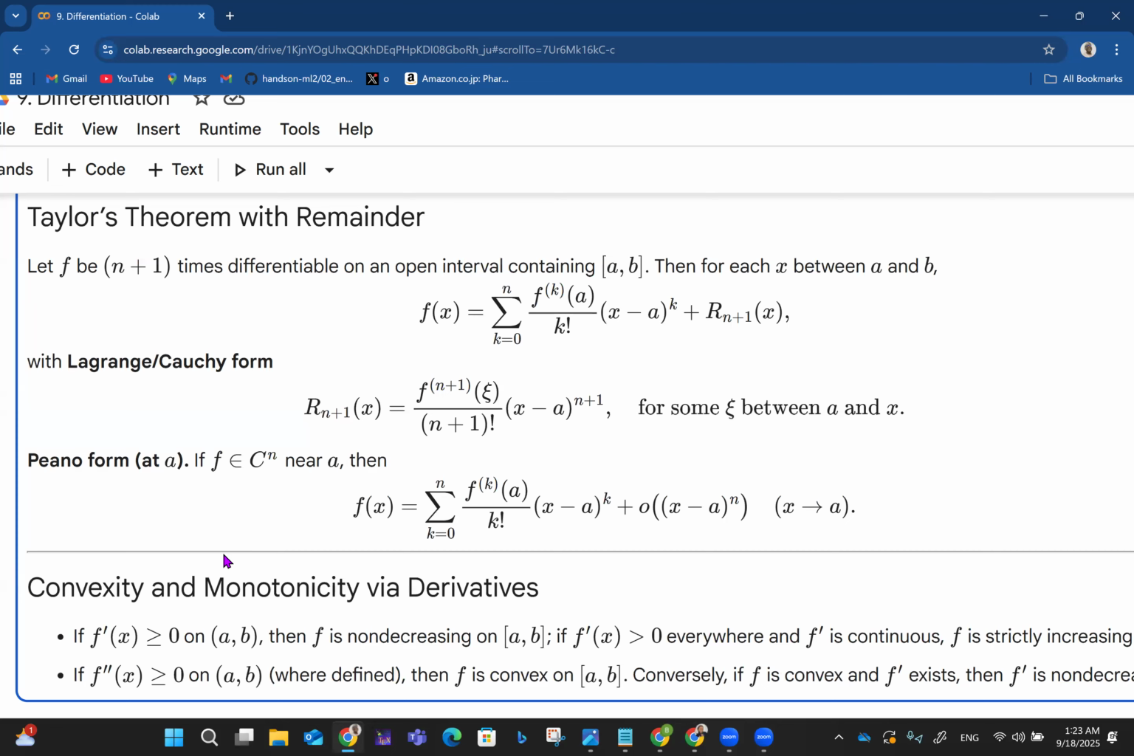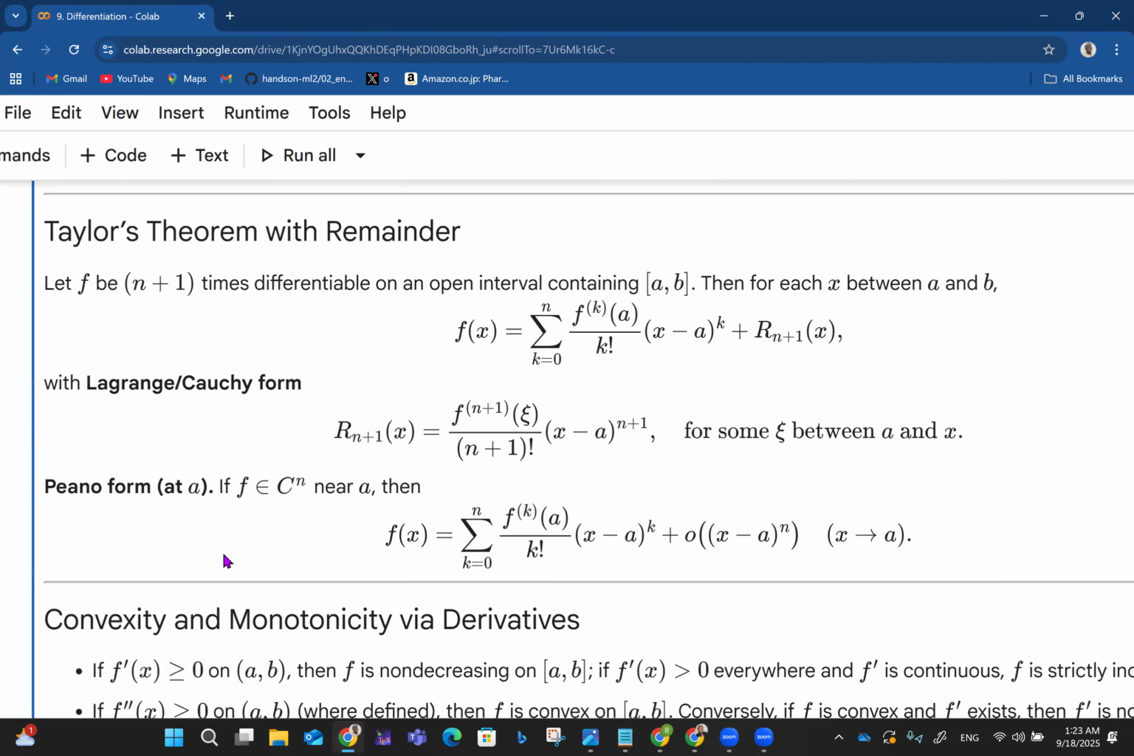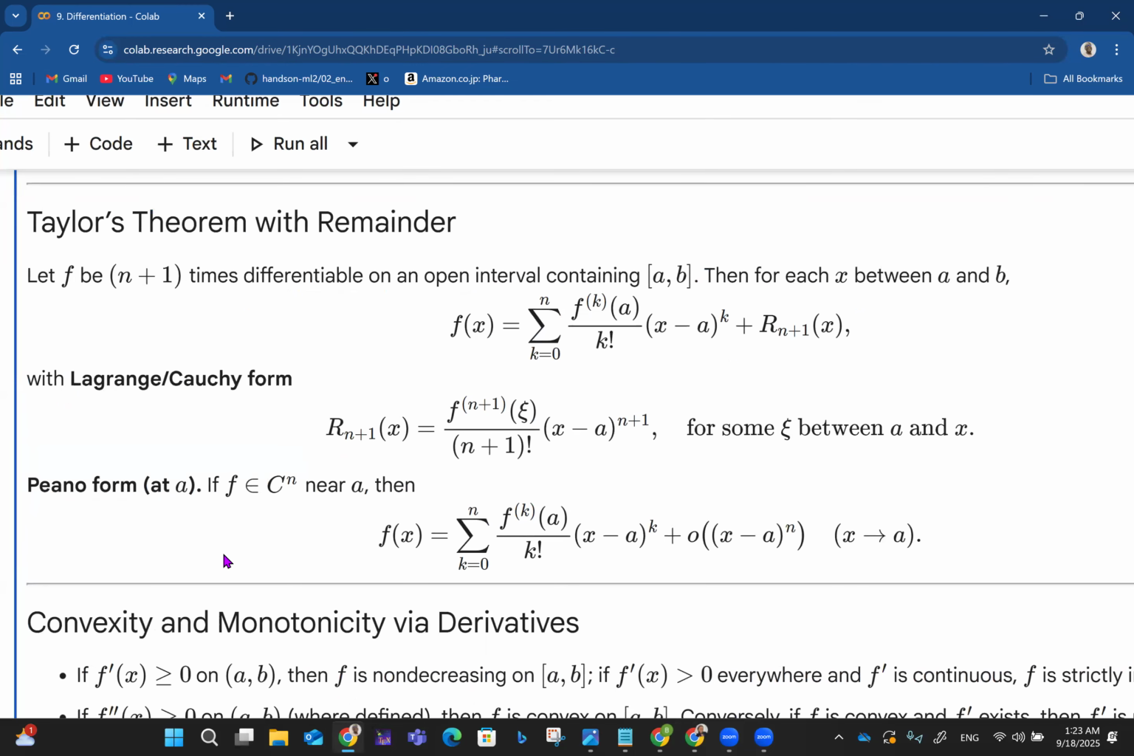Then we have Taylor's theorem with remainder, right? I think I must have talked about Taylor's theorem under sequences and series or so. Yeah, I must have done that. So you want to check that out too.